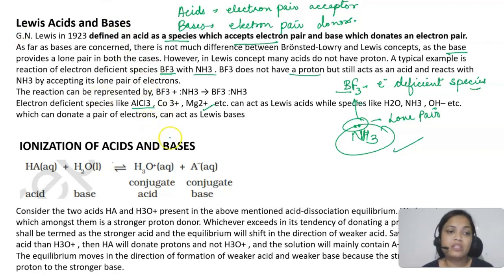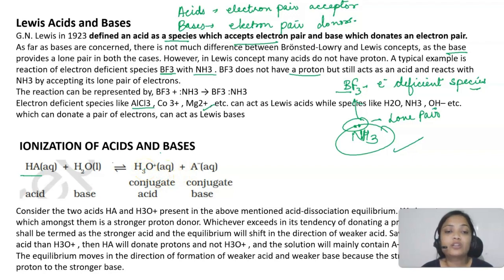Now we'll be talking about the ionization of acids and bases. So let's say if we are having two acids, HA and H3O plus, which are present in this acid dissociation equilibrium. So you can say that HA in water gives H3O plus and A minus. Now what do we have to see?